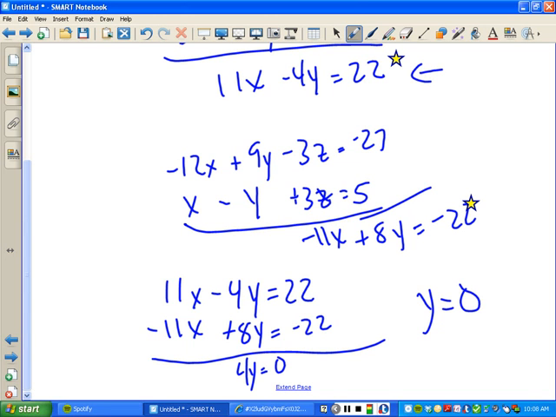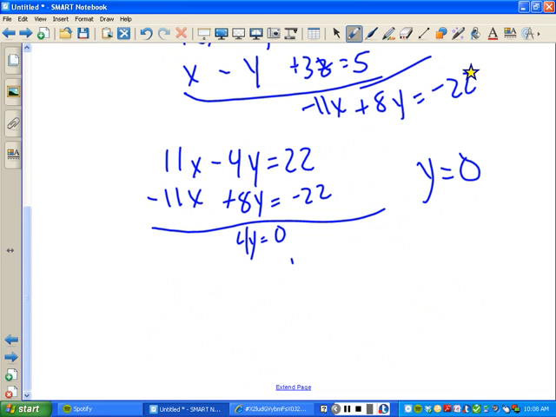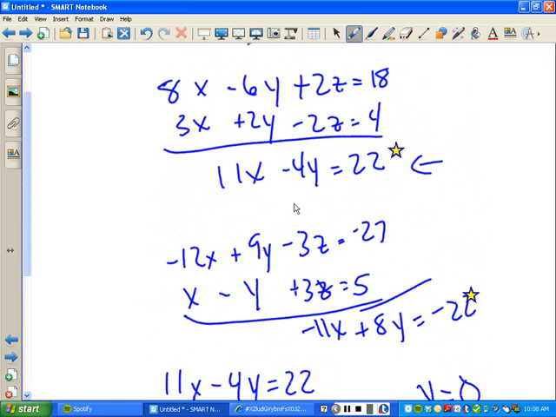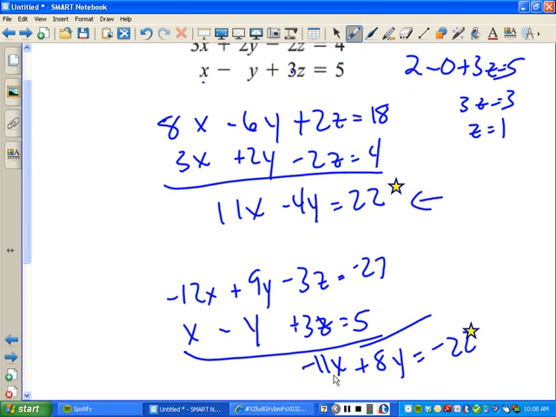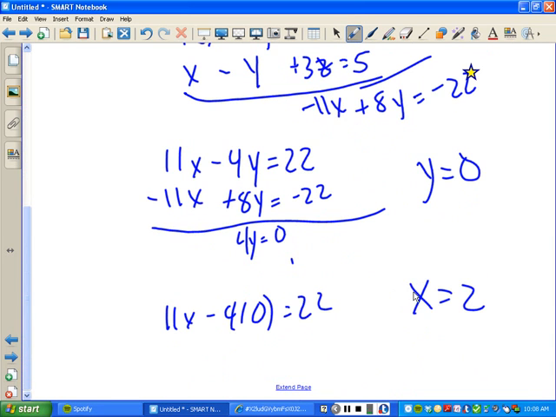If y is 0, then x is going to be 2. Can we agree on that? Because 11x minus 4 times 0 equals 22. So that would imply that x equals 2. If x is 2 and y is 0, then 2 minus 0 plus 3z equals 5. 3z equals 3. z equals 1. Say it again, please. Yeah. So your answers are 2, 0, and 1.